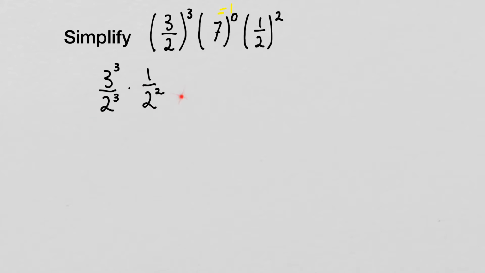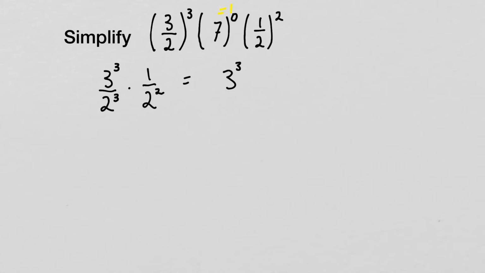Because we have the similar bases, we can combine these exponents. Now, this is product law. And product law says that if we have two numbers with the same base, in this case our base is 2, we can simply add the exponents. So let's simplify this one step further.